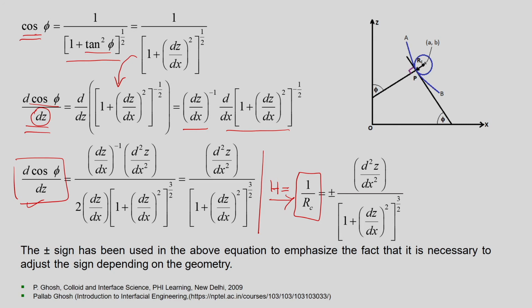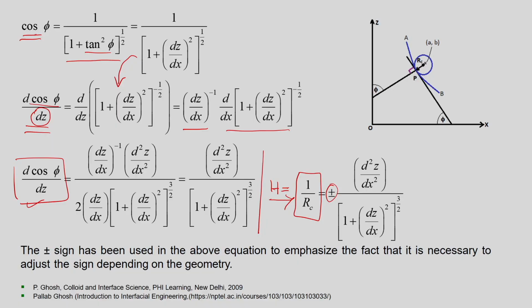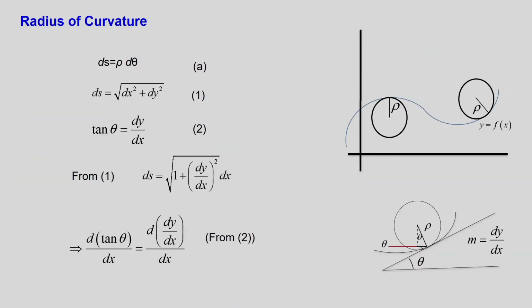So if you know the slope, you find out dz by dx and then you do a double derivative and put it on top. The positive and negative sign may be assigned based on whether the particular surface is concave or convex: if it is concave it becomes a negative sign, and if convex it becomes a positive sign. So this is the expression for radius of curvature.